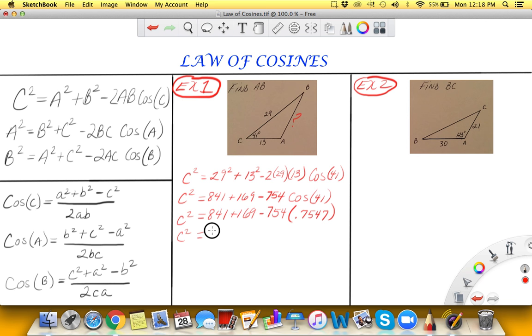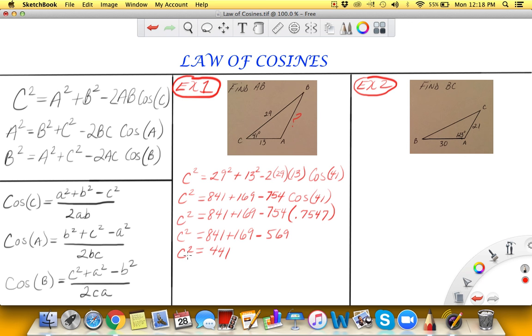So we're going to keep going with this 841 plus 169 minus, when I actually multiply 754 by 0.7547, I'm going to get 569. Okay, so from here we'll get c squared is equal to, we're going to do the math here, 841 plus 169 minus 569, which is actually equal to 441.